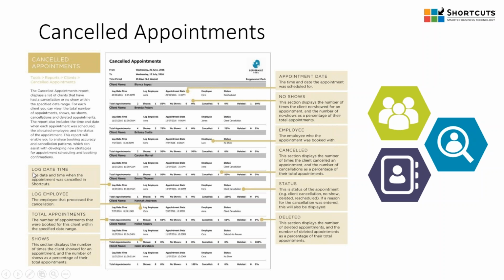It also gives you information such as the log date time, so the date and time when the appointment was canceled in Shortcuts, as well as the employee that processed the cancellation. So you can see when it was canceled, you can see who canceled it, and then you can see a percentage of how often they show up, no show, and cancel.